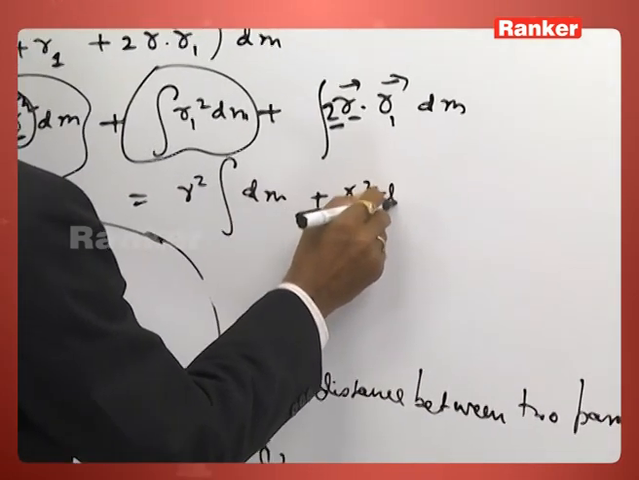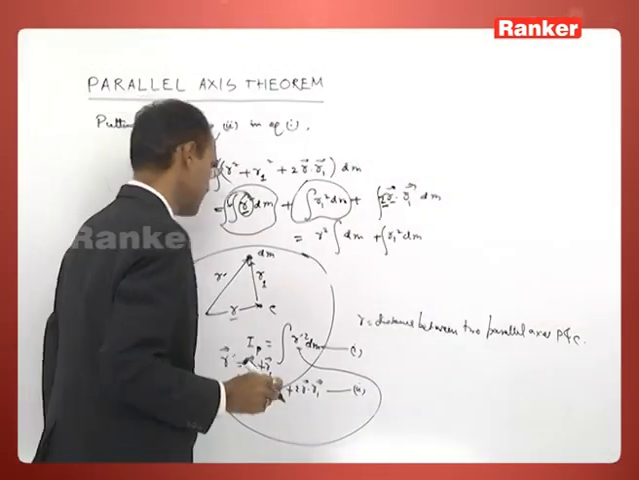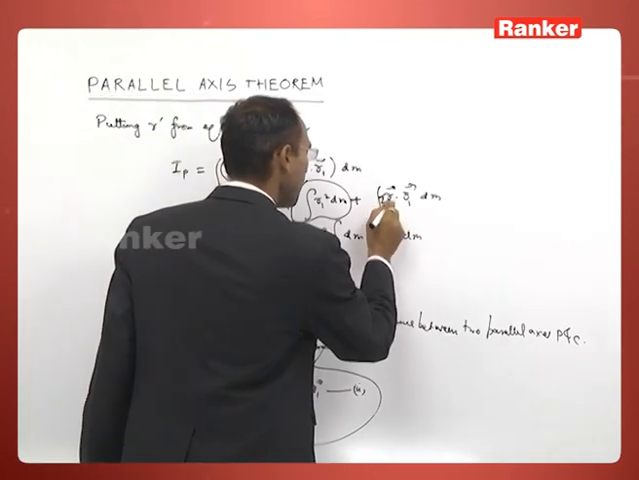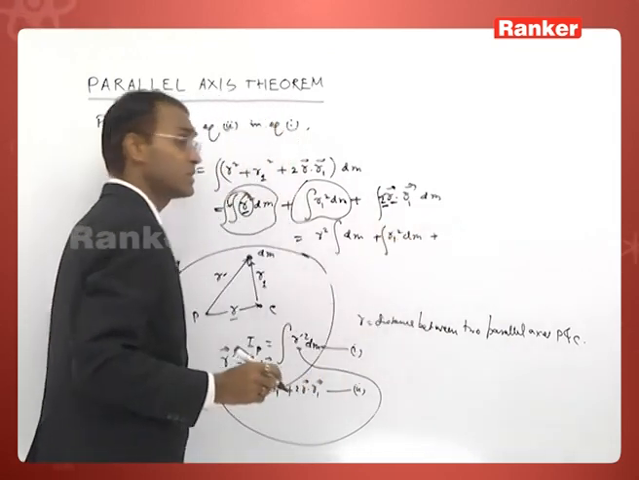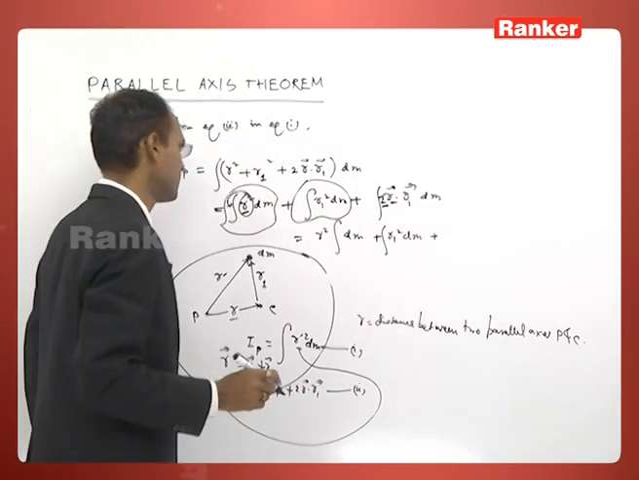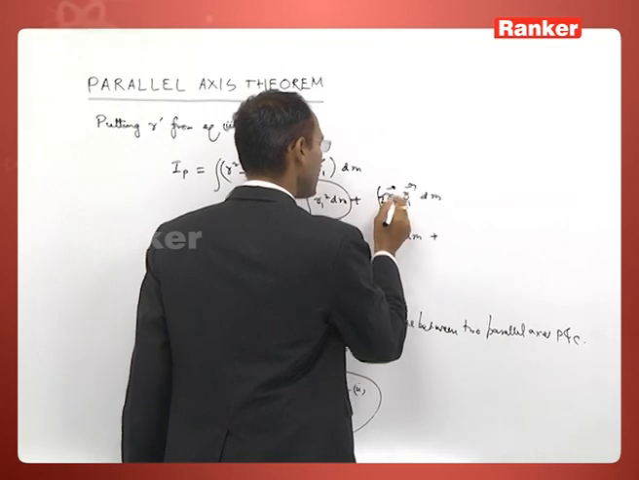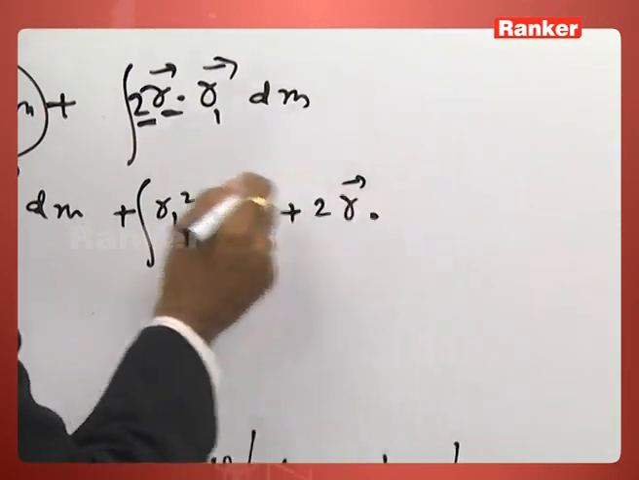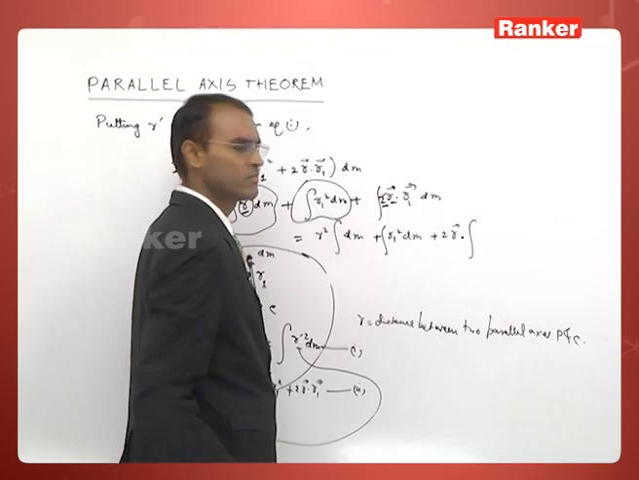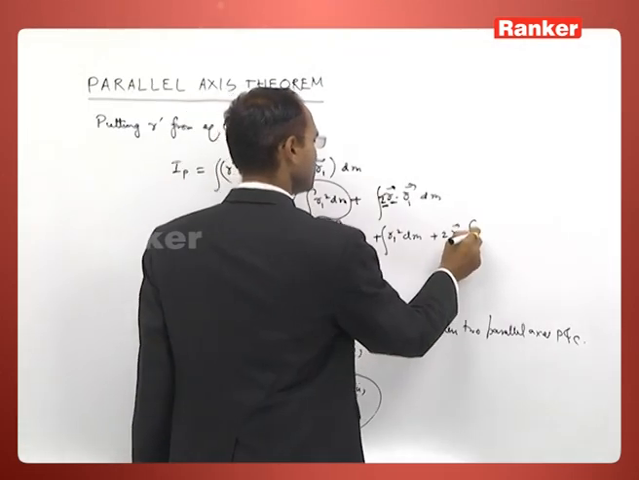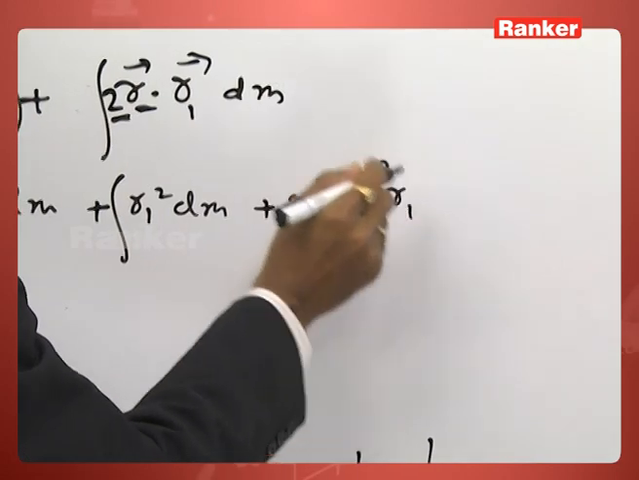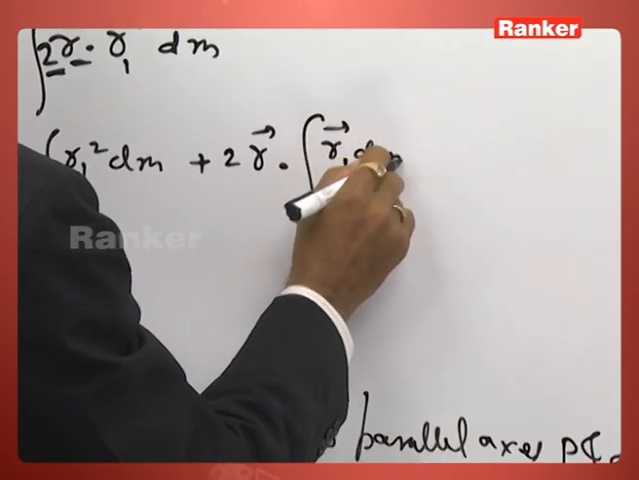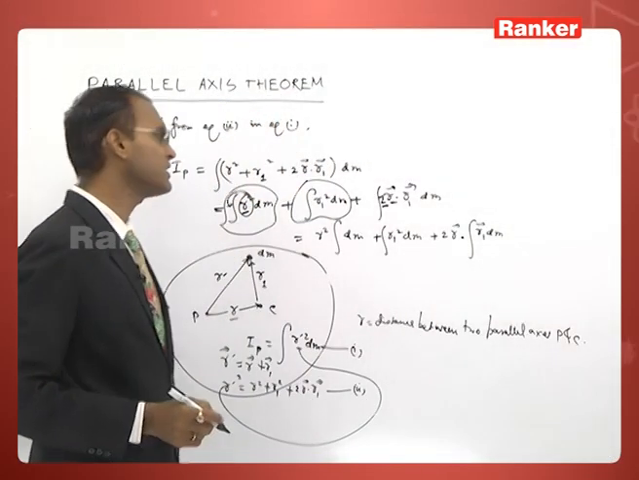The integral of r1 square dm. Since 2 and r are constant, these two quantities are constant, and the dot product is there, you can pull it out along with the dot. And the variable vector r1 dm will be there inside the integral.